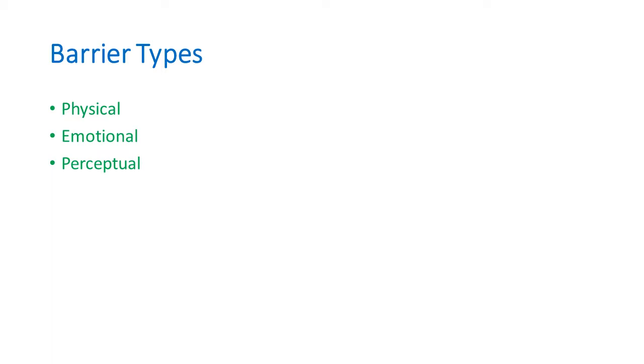Perceptual. Generally, perceptual is what you think. Generally, the receiver thinks about the message, about the source of the message, about the environment, either positive or negative. And again, that can be an interference or barrier in the process.